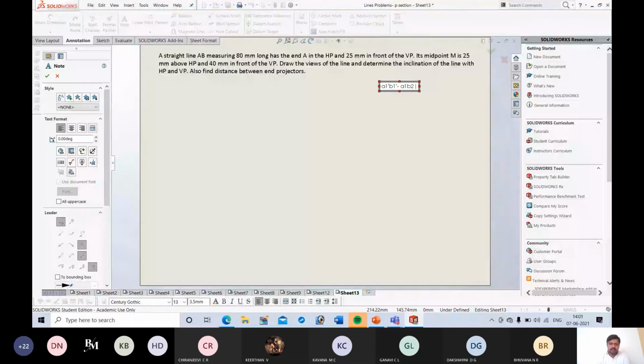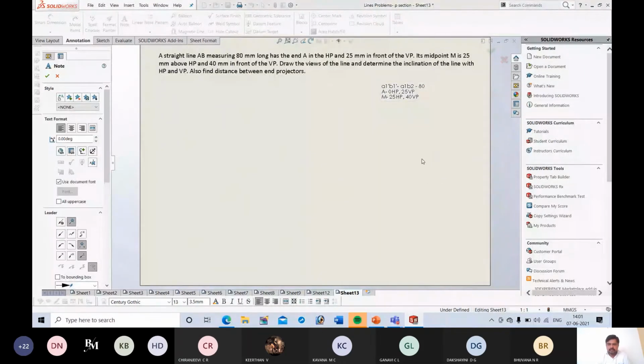Next, location of A is given. So A is in the HP, means 0 from HP. Next, 25 mm in front of the VP, 25 from VP. Next, midpoint M, 25 mm above HP, then 40 mm in front of VP, 40 from VP. So draw the views of the line and determine the inclination of the line with HP and VP. Also find distance between end projectors.